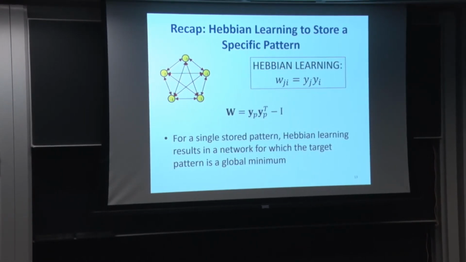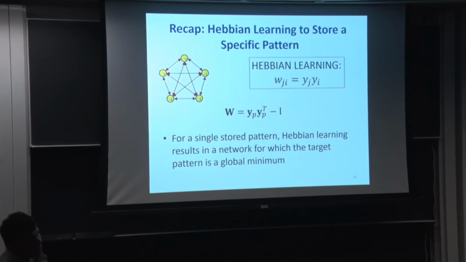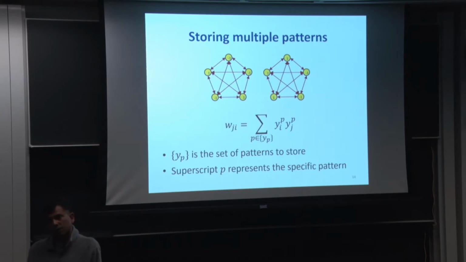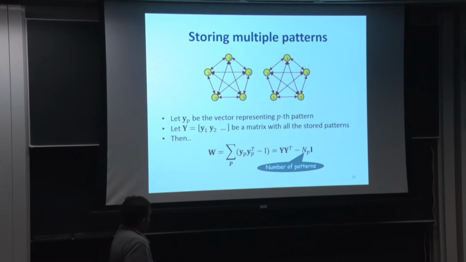Right? Now, this is for a single stored pattern. If you want to store multiple patterns, then we saw that we would be using Hebbian learning, but you'd be summing the weights derived from each of the patterns that you wanted to store. So if I want to write it, here the superscript P represents the specific pattern you want to store.